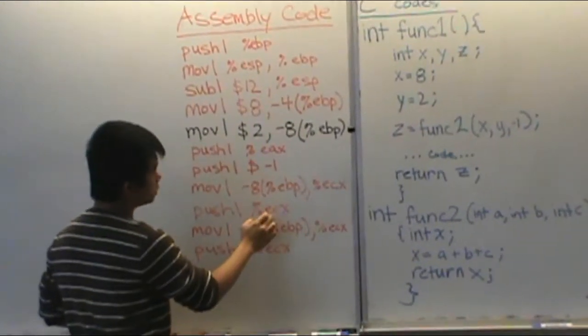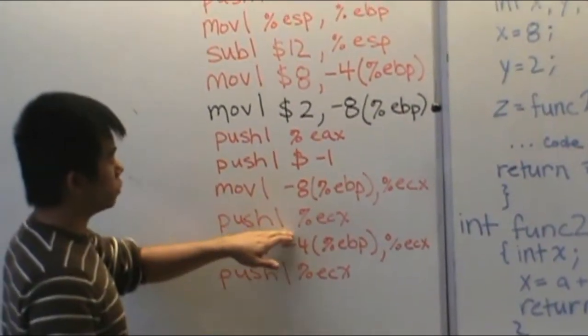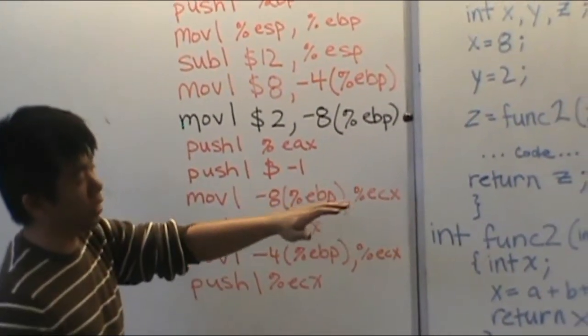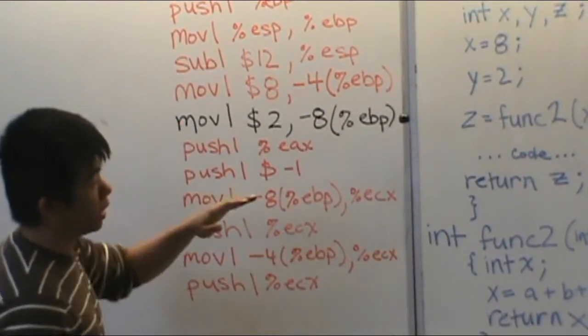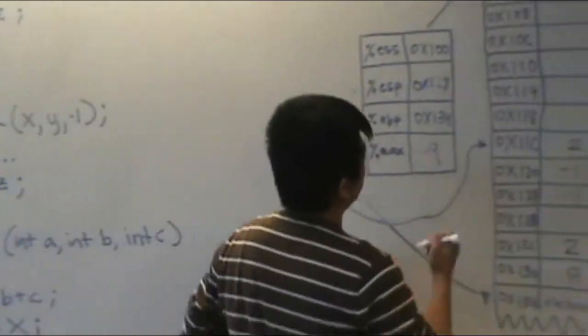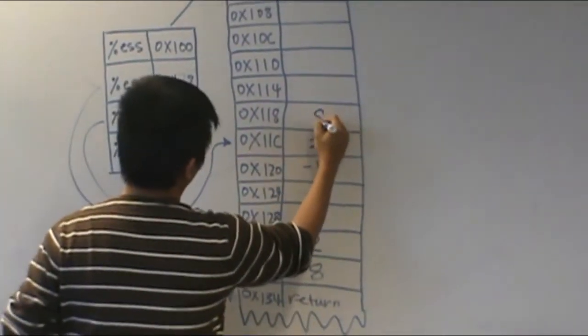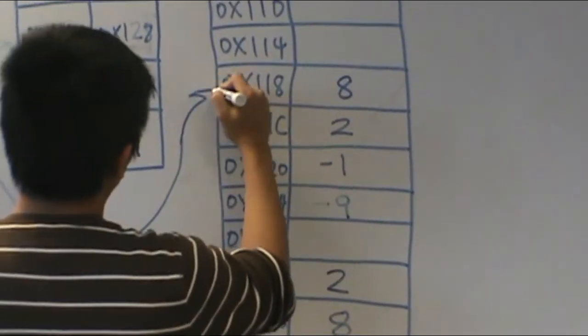So basically, this ECX and this ECX are two different things. The first one is for the address 11C. The second time you use it, it will be at 118. So the value for this one will be 8. And the stack pointer will be 3.